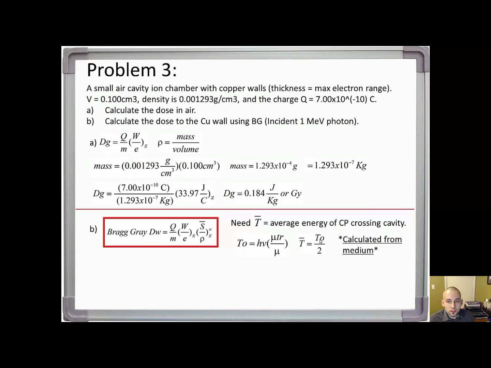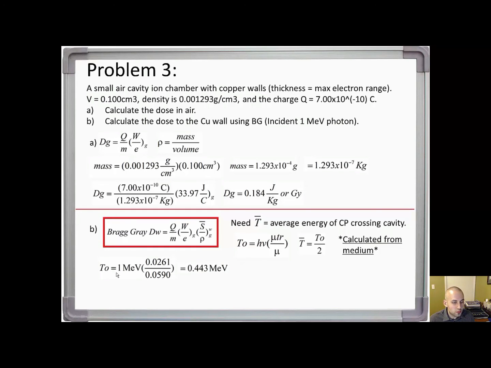And now what you're going to do is take T0 divided by 2, and now you'll be able to find the average energy of the charged particle crossing the cavity. So this is the energy that you're going to pick your collision stopping powers for this ratio at. So you're going to have to calculate for this energy and then flip to the tables, or use that website that I showed you, to find the exact energy for collision stopping power. And you're going to put in the ratio of the two. So it's calculated from the medium.